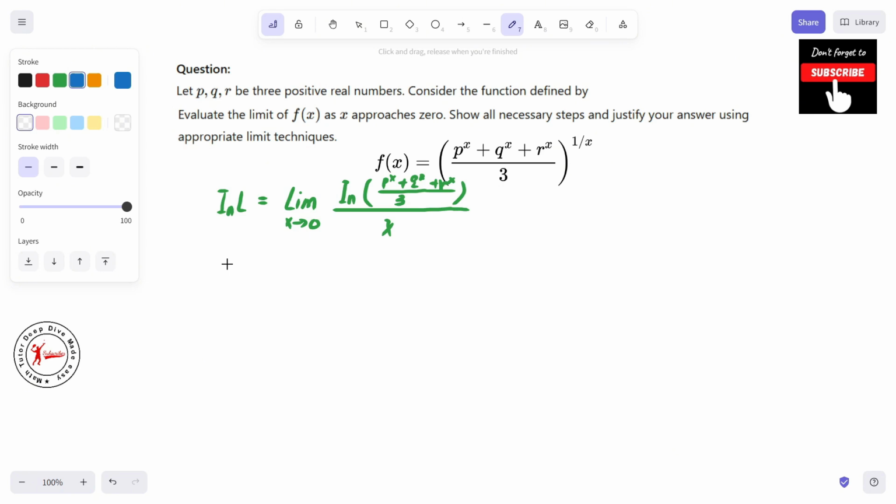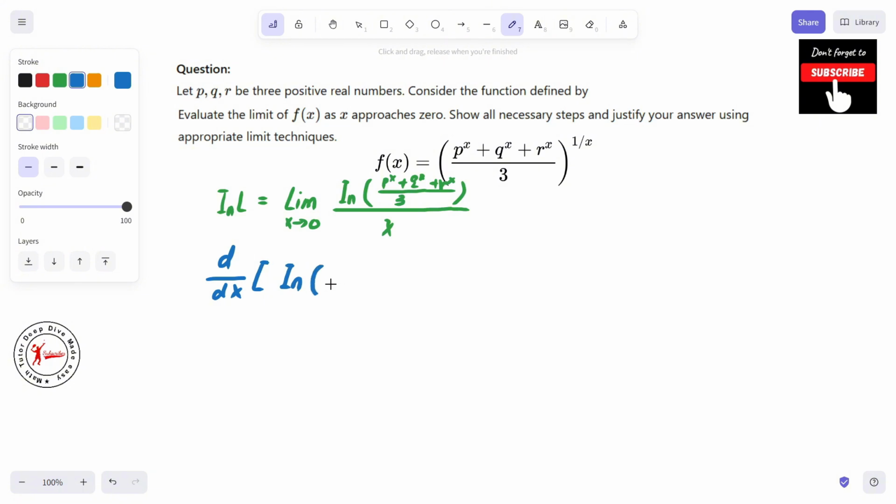That is, the natural logarithm of L equals the limit, as x goes to 0, of the natural log of p to the x plus q to the x plus r to the x, divided by 3, all divided by x. Now this form is what we call an indeterminate form, which means we can use L'Hopital's rule. Next, apply L'Hopital's rule. Let's take the derivative of the top and the bottom.